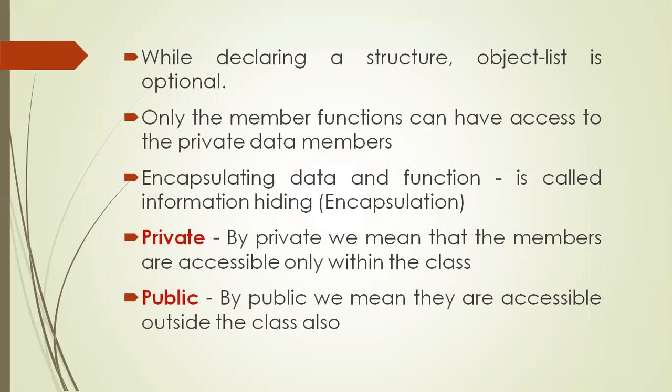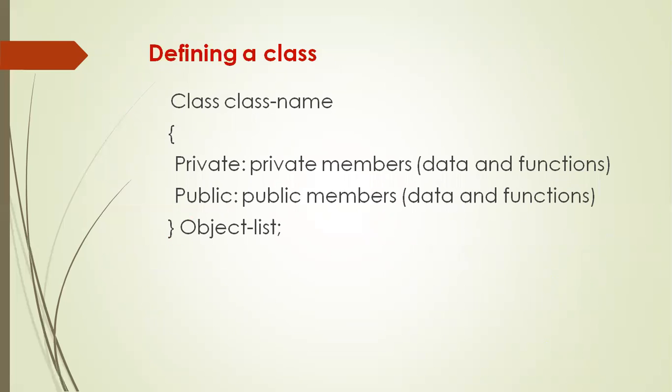Only the member functions have access to private data members. That is the main advantage of C++. The member data of any class are private in nature, meaning they are accessible only by the member functions. The concept of putting member data and member functions together inside a class, we call it encapsulation. It's also called information hiding. Next, in the previous slide, we discussed private and public. What happens when you declare the members as private? What happens when you declare the members as public?